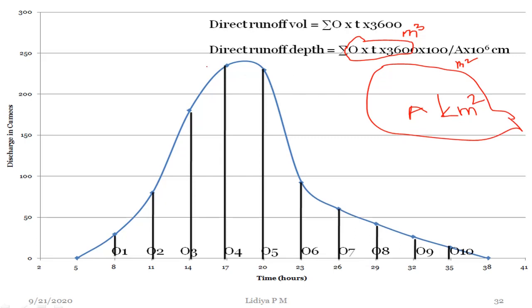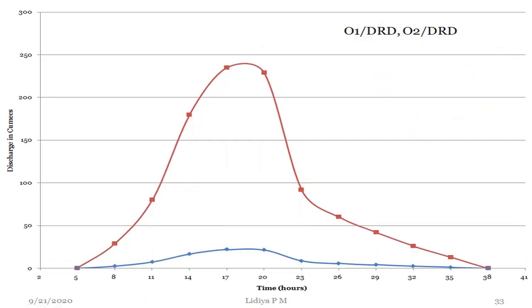Then divide each ordinate by this direct runoff depth: O1 divided by the direct runoff depth, O2 divided by the direct runoff depth, and you will get the ordinates of the unit hydrograph. This is the direct runoff hydrograph, and we divide each ordinate by the direct runoff depth to get the ordinates of the unit hydrograph. This is how we derive the unit hydrograph. Hope it is clear.